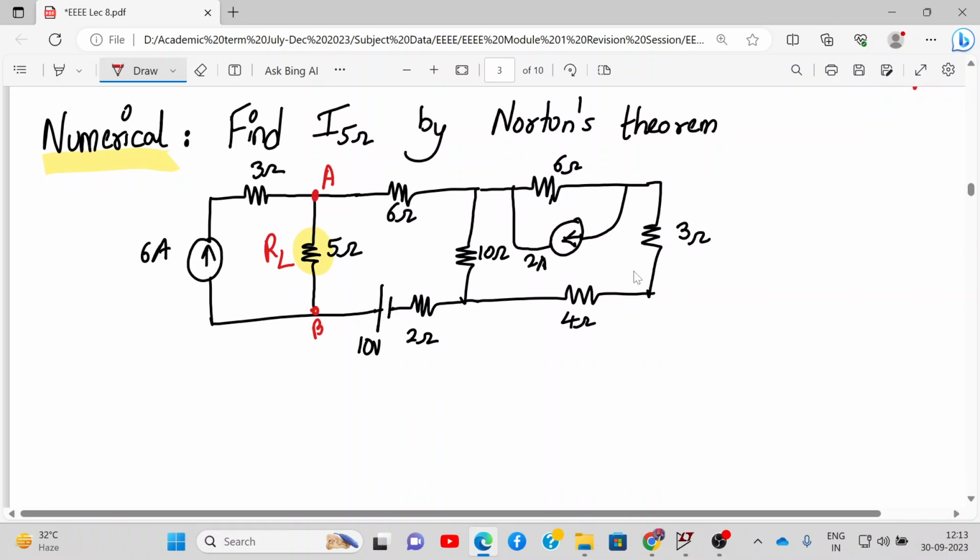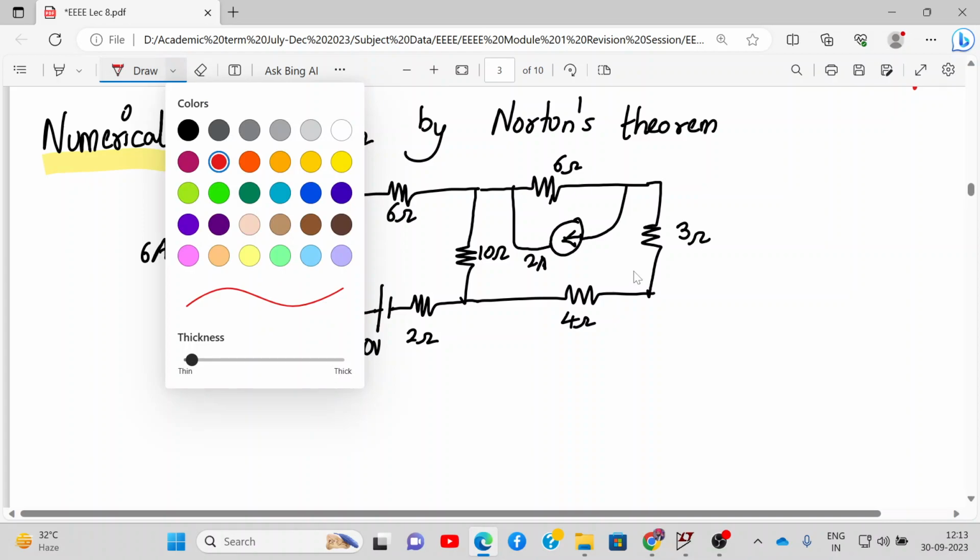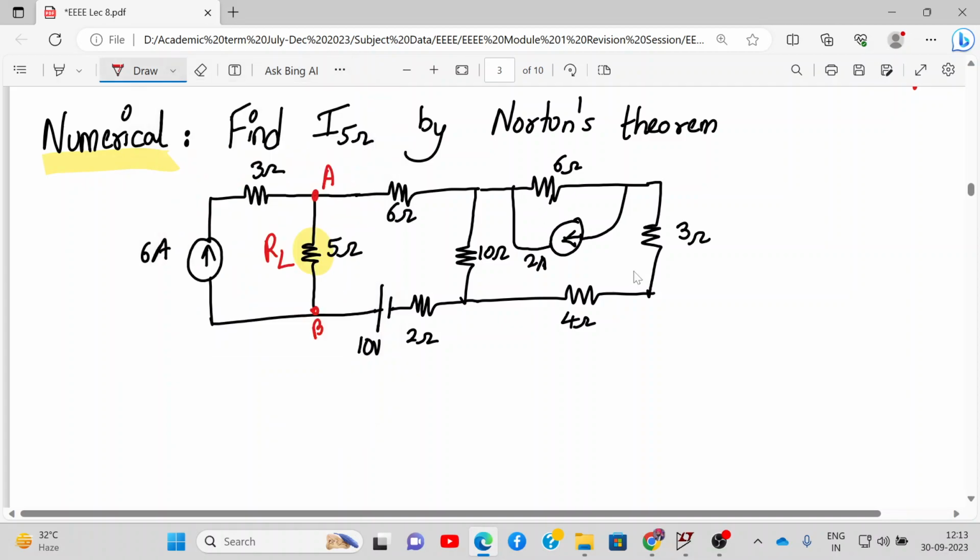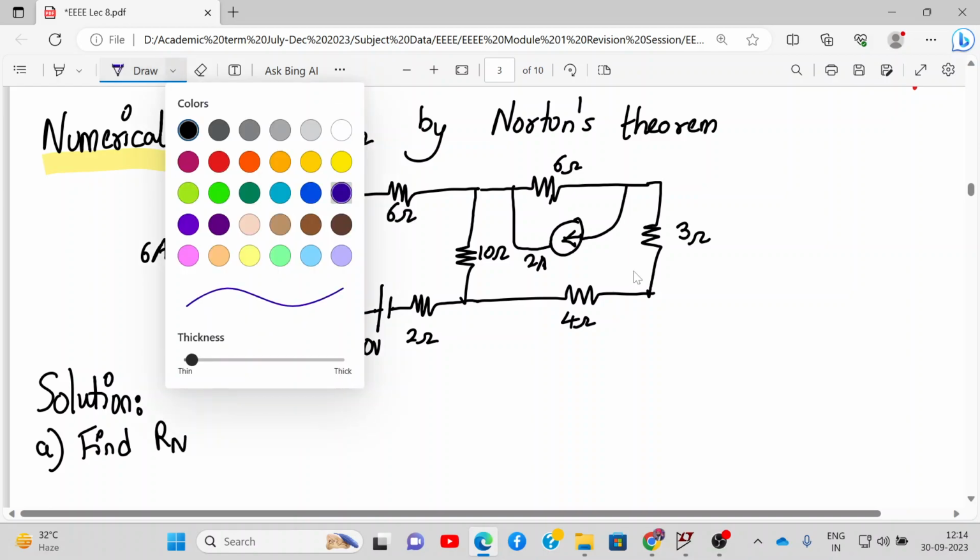So what we will do is we'll write the solution. Okay, for this numerical, let's sort it out and find the value of RAB, or Rn. So solution, we need to calculate Rn, Norton's resistance.